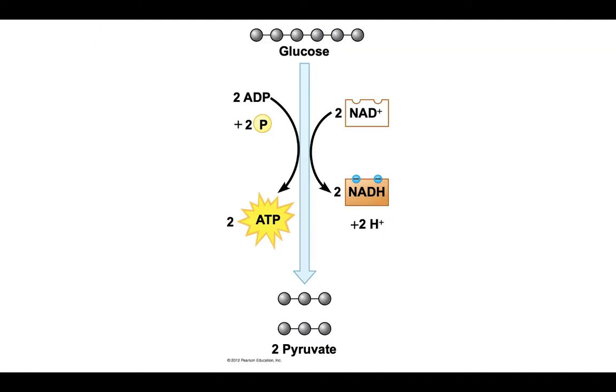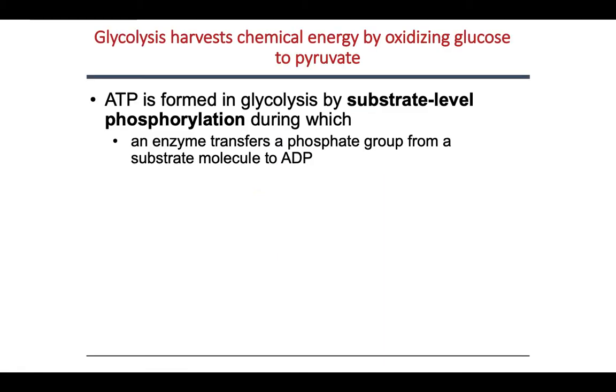Note in this slide the addition of 2 phosphate molecules to 2 ADP, producing 2 ATP molecules, while 2 NAD+ will gain electrons, thereby being reduced, forming 2 NADH molecules. ATP is formed in glycolysis by substrate-level phosphorylation, during which an enzyme transfers a phosphate group from a substrate molecule to ADP.